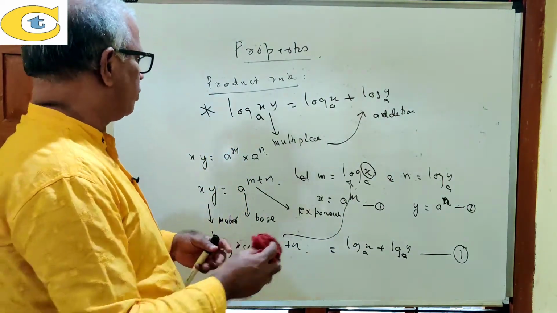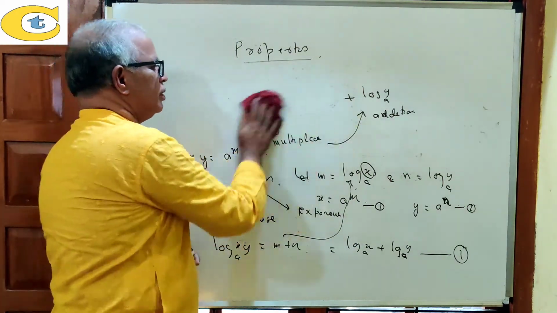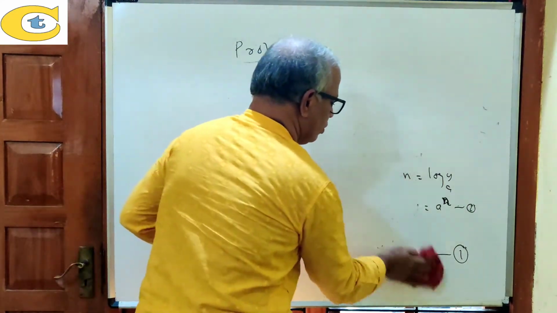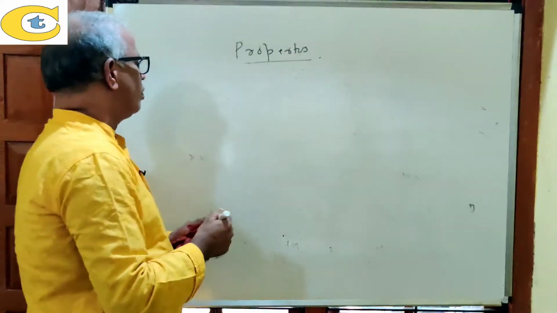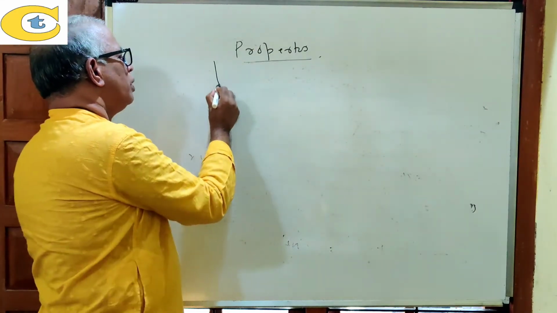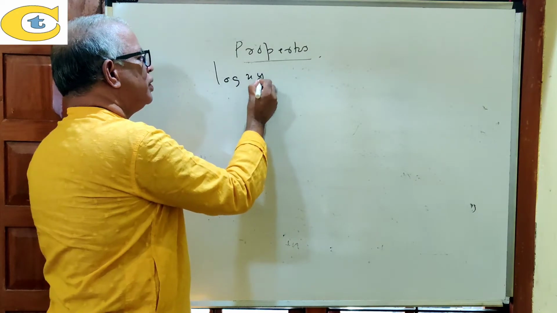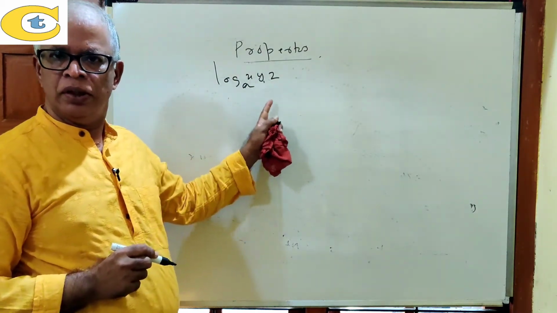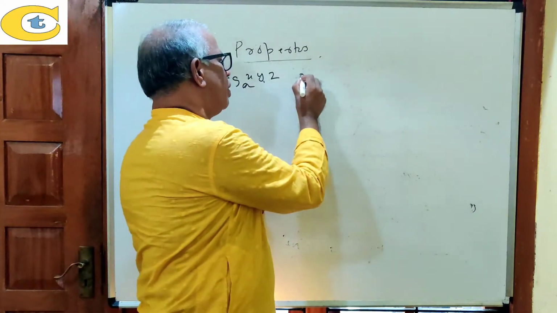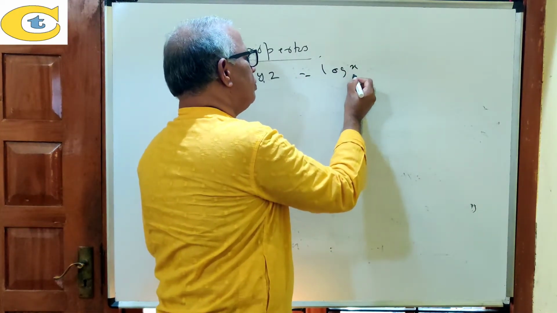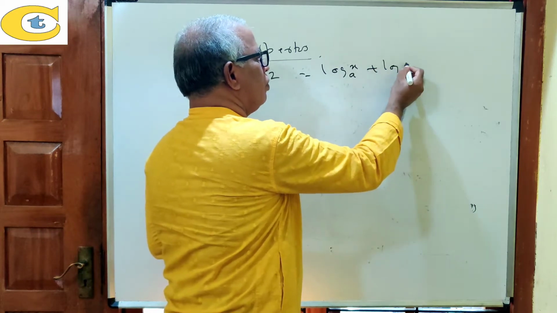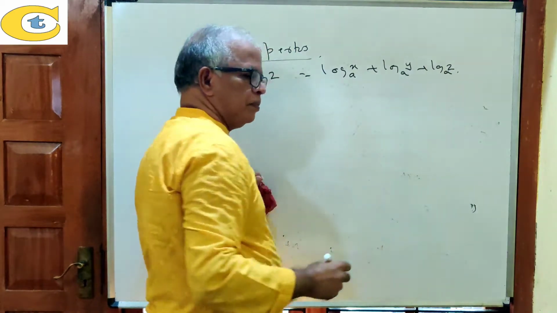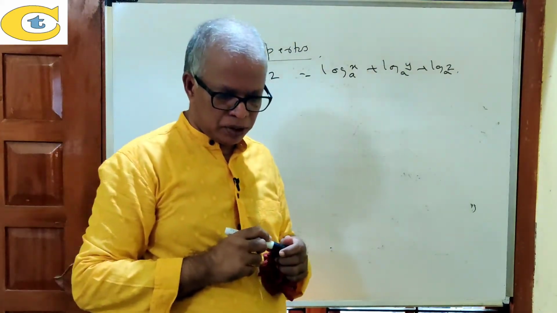Next one is, we'll extend this rule. Product rule is extended. Suppose logarithm of x, y and z to the base a. Logarithm of x into y into z to the base a is nothing but logarithm of x to the base a plus logarithm of y to the base a plus logarithm of z to the base a. I hope you got it.